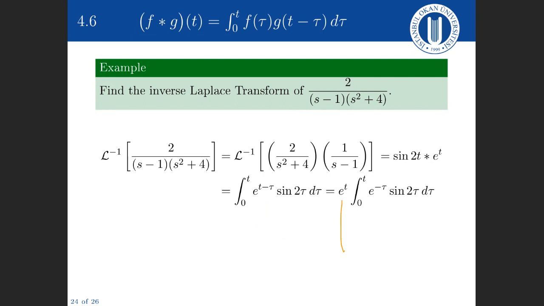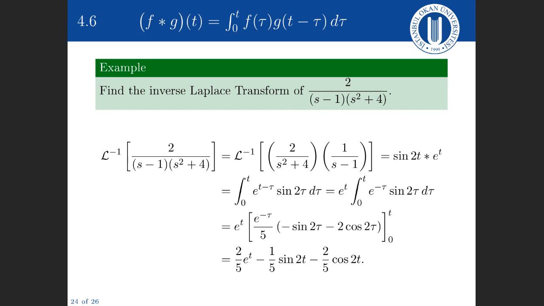And it's easier because we can take the e to the power of t outside of the integral, and we're calculating the integral from 0 to t of e to the power of minus tau sine 2 tau d tau. I'll leave this for you to check. You can practice your integration to check this using integration by parts. And we can calculate the solution to this problem is 2 over 5 e to the power of t minus 1 over 5 sine 2t minus 2 over 5 cos 2t.